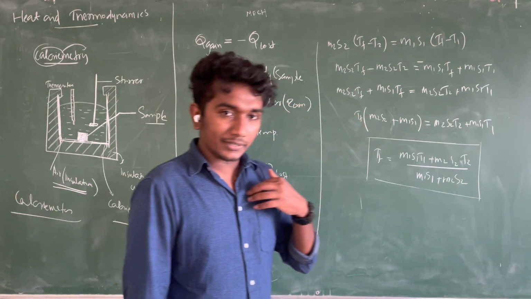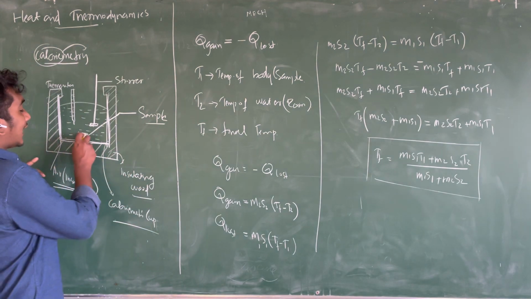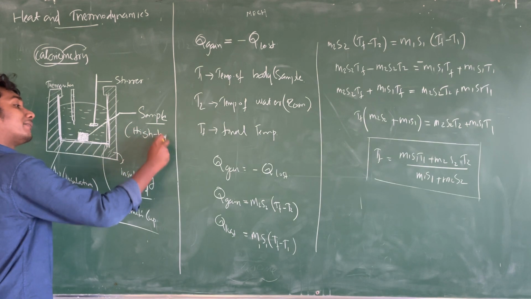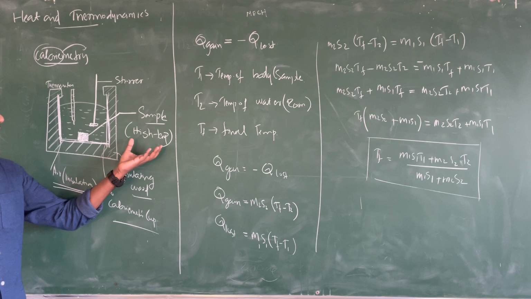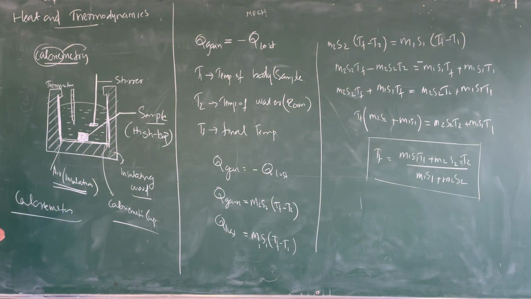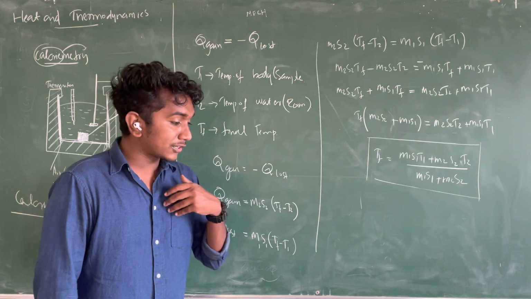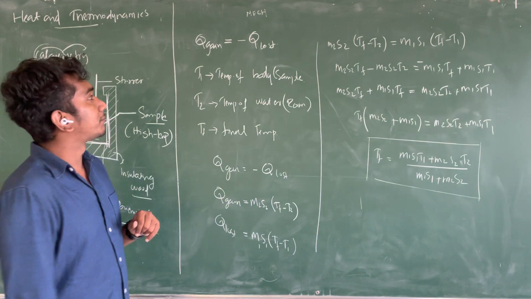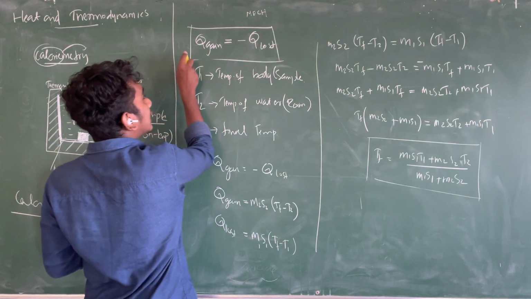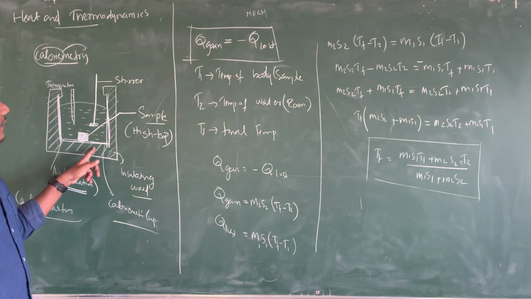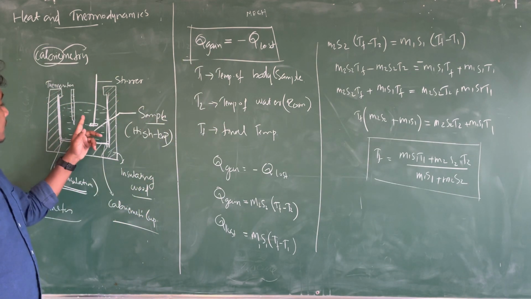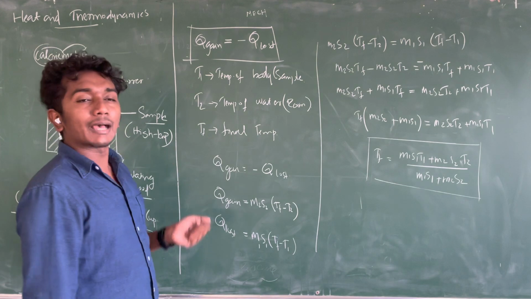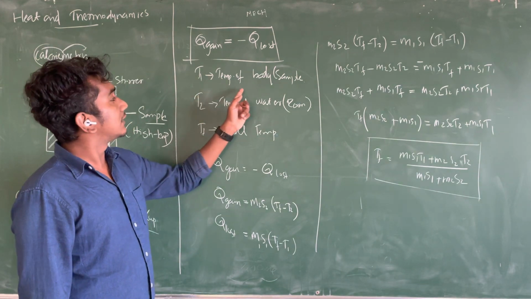Heat gained by one thing. Look at this here. The sample which we have taken, this is the sample. It is at high temperature. We mix it with this water. So what will happen? The heat lost by the sample is equal to the heat gained by the water. Very simple. Heat gained is equal to heat lost. Who gained heat energy here? None other than water. Who lost heat here? This sample.